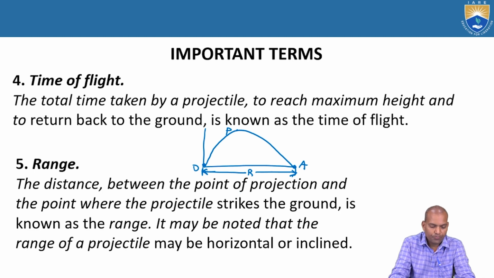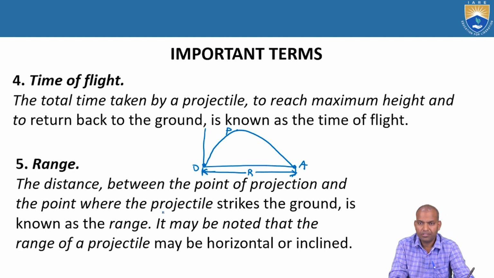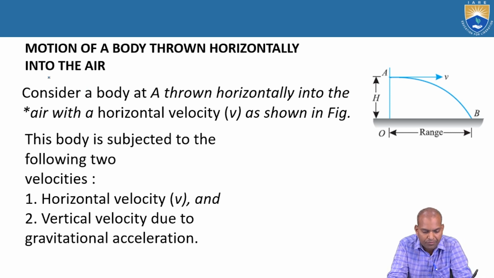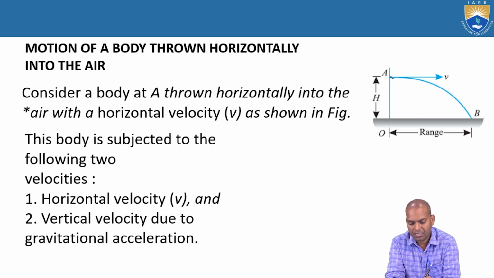The range of a projectile may be horizontal or inclined. Here the range of the projectile is horizontal because the plane is horizontal. If you consider an inclined plane, the range of the projectile is considered inclined. Coming to the motion of a body, we are going to calculate the equation of a trajectory. First, the motion of a body thrown horizontally into the air.